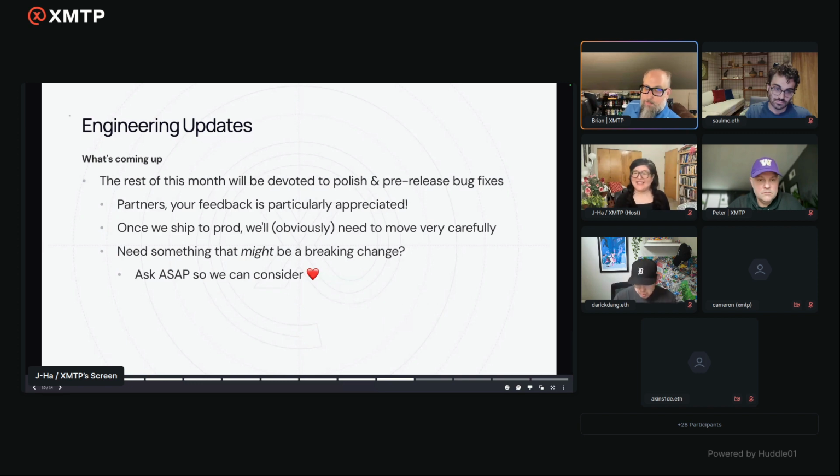So what's coming up? The rest of this month is going to be polish and pre-release bug fixes. Your feedback is always valuable, and it's even more valuable right now. Once we ship to prod, with a protocol like this, you need to move very carefully. So if you need something or see something that might be a breaking change, even if you're not sure, please let us know now, because we would like to consider it and take care of it, if at all possible, before we go to prod rather than after. That's it for me.